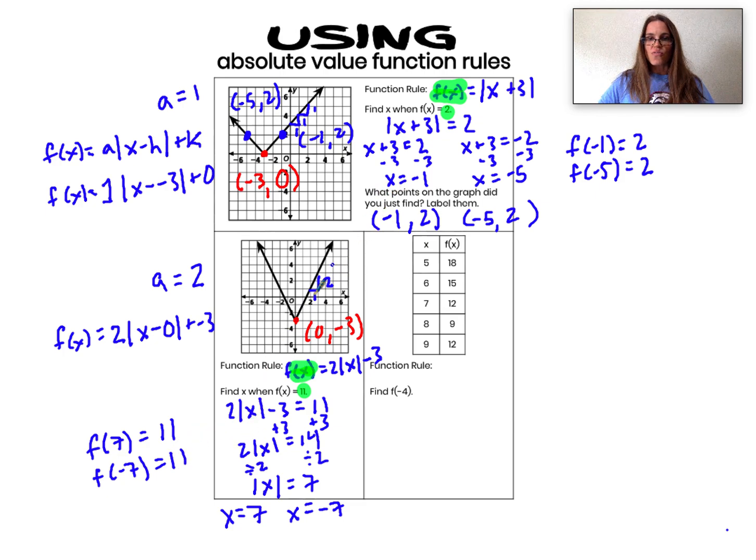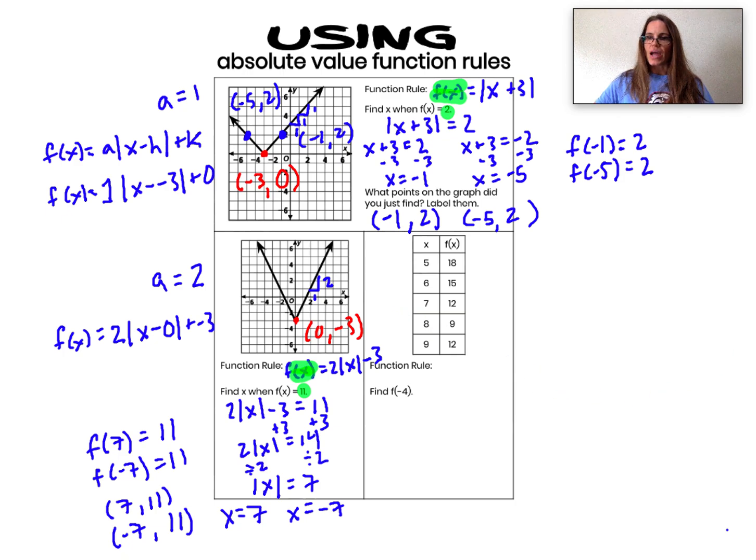I'm not asked for the follow-up, what points on the graph did you just find? But I can answer that question. I was given x equals 7, y equals 11, f of x equals 11. Also, when x is -7, the output y, f of x, is also 11. Let's think about what that means on our graph. If I had a bigger graph, when x is -7, my y coordinate would be positive 11. Also, when x is positive 7, my y coordinate is 11. So those points would exist.